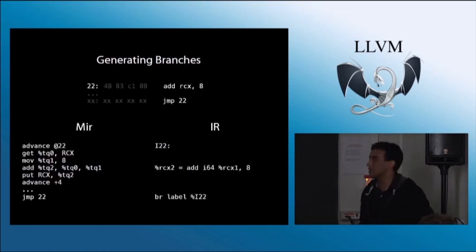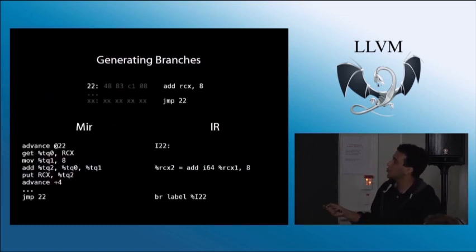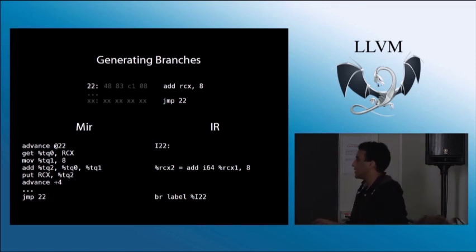There are more complicated cases, for instance branches. In this case we have an add located at address 22, and we do a jump to 22 later. Here in the mirror code we have the address 22, and the advance plus 4 because this is 4 bytes. Then we have the jump. In the IR, this is equivalent to just adding a label to the add, which holds the semantics of the add. Then we just do an unconditional branch to that label. Now this is the easy stuff.